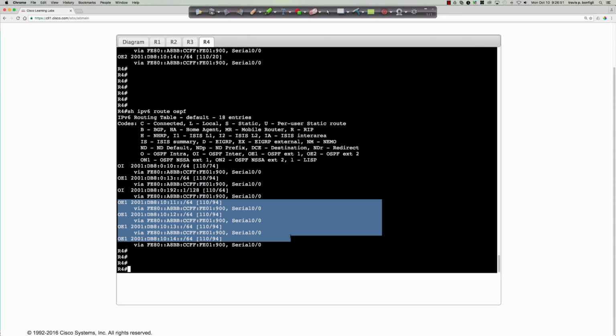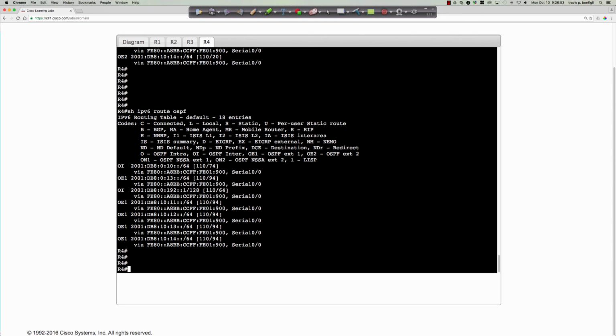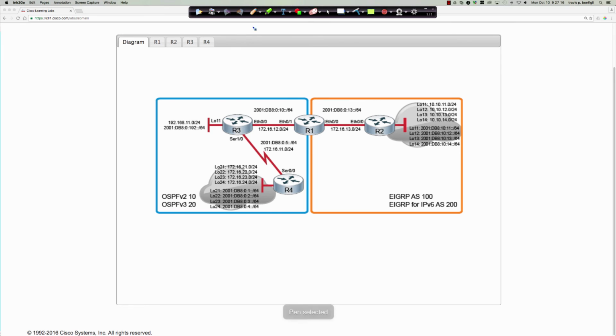So 11, 12, 13, and 14. The seed metric, in addition to the individual costs of each of the links to get to router 4, is going to be 94. And that allows us to make a more informed hot potato routing decision because now I've got more specific information. And why is it 94? Well, if we come back to the diagram, it's 94 because I redistributed in with a seed of 20.